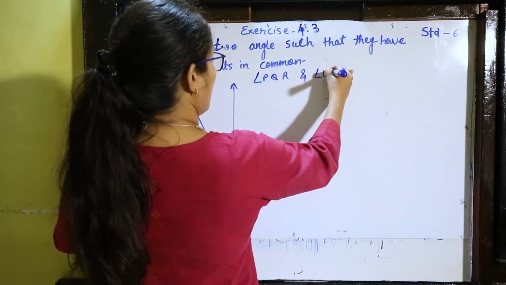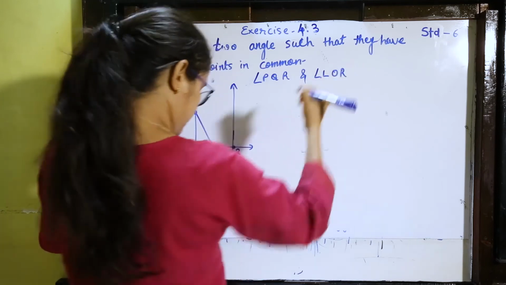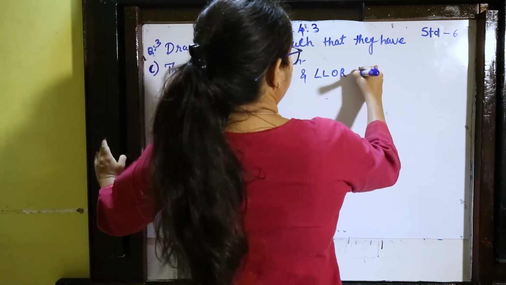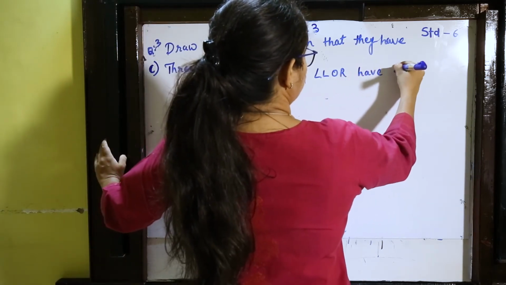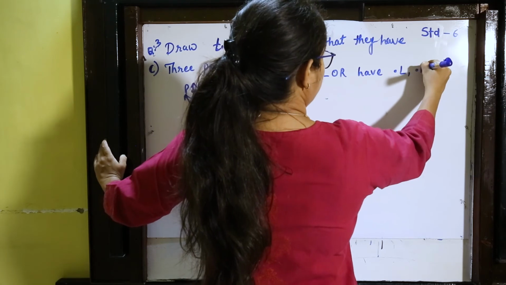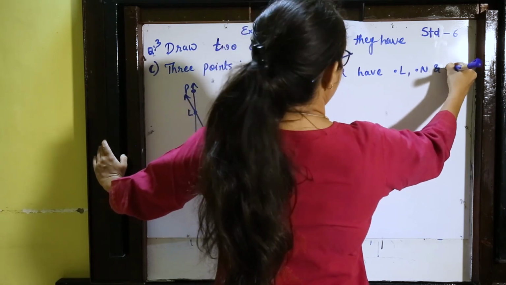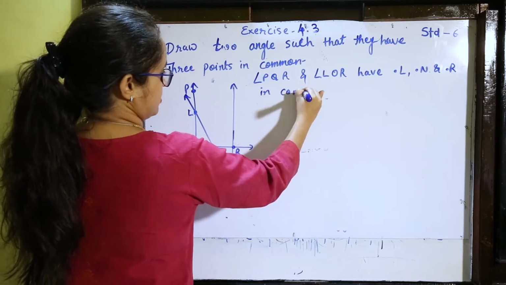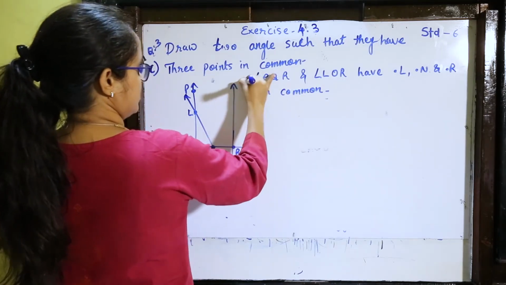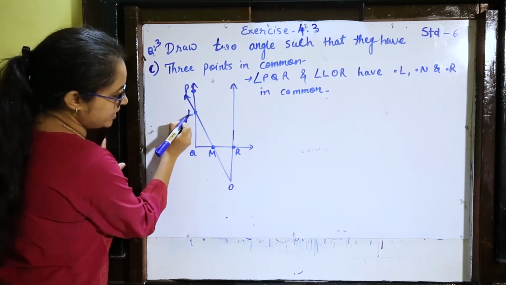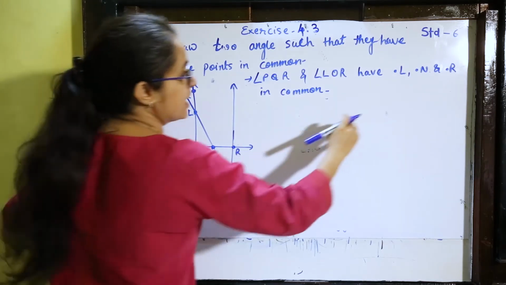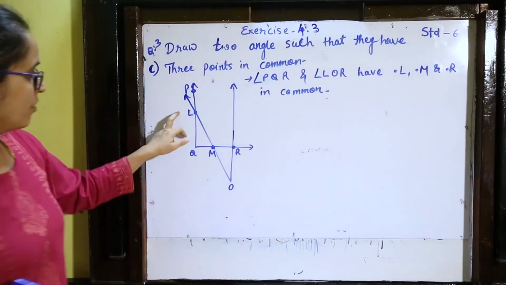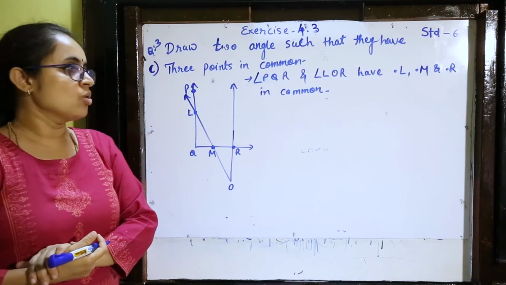angle LOR have point L, point N and point R in common. As you can see, here is point L, here is point M, sorry, L is not there, it is M, I'm so sorry, it is M. Okay, so point L, M and R in common.